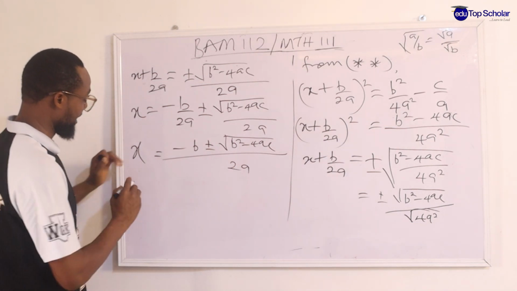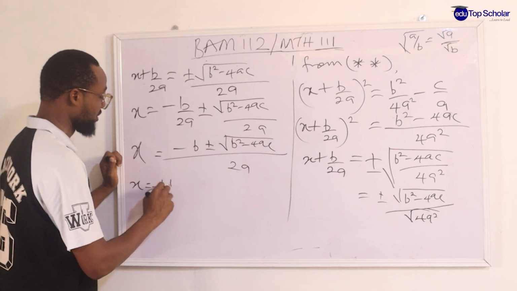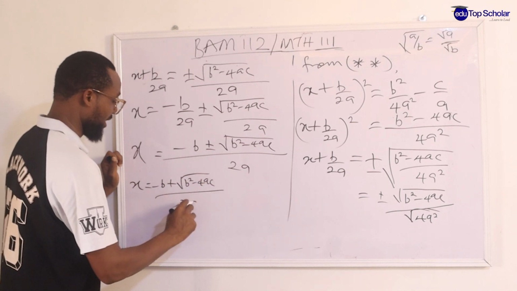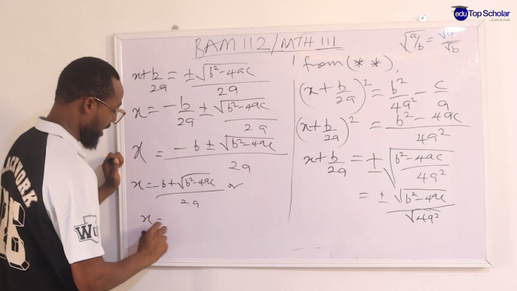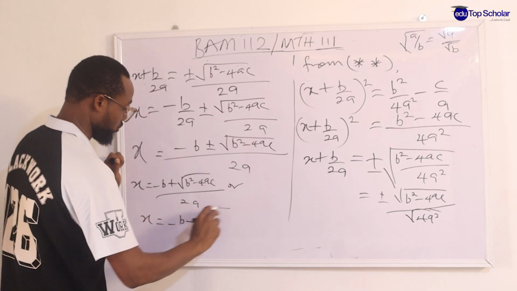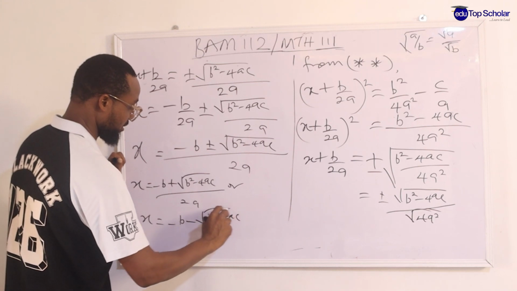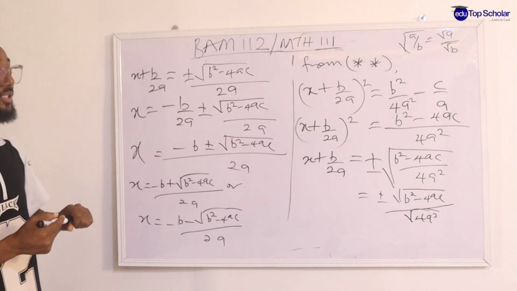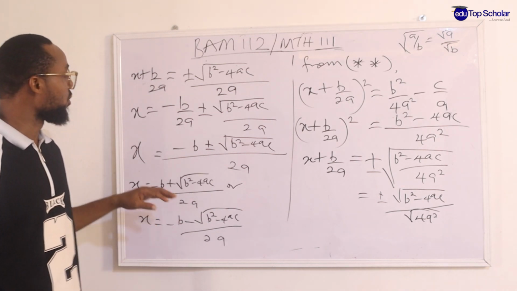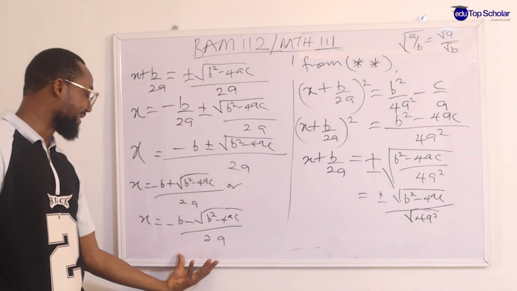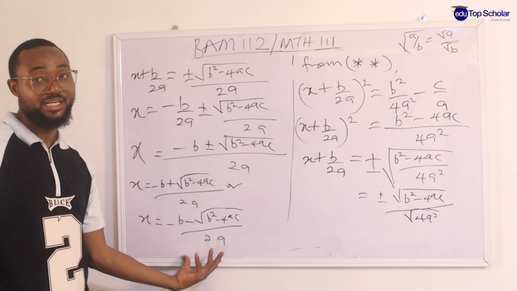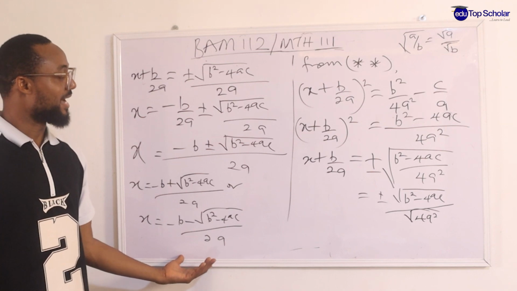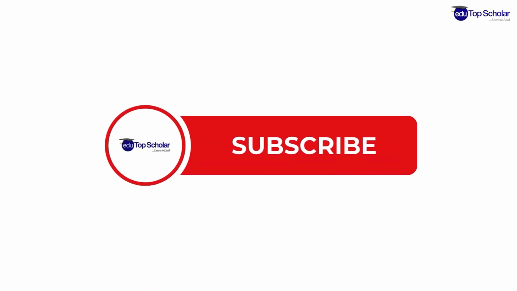And from here, it follows that it's either our x is equals to minus b plus root b squared minus 4ac over 2a, or our x is minus b minus root b squared minus 4ac over 2a. And this is the completing the square, and we have been able to show how that one generates what we call the quadratic formula. And I think we can take at least an example to demonstrate this.